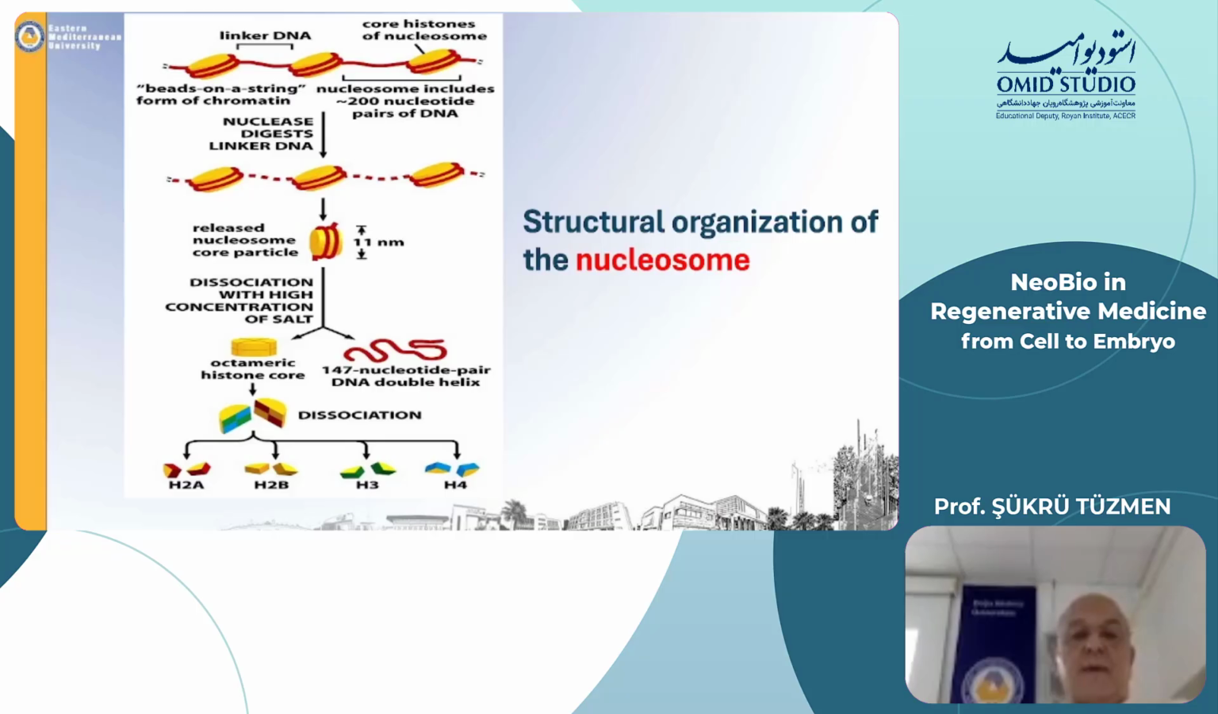I was actually talking about how the scientists figured out that there are about 145 to 200 bases stuck around the nucleosomes, and how did they separate this? To start with, you can use enzymes, and in this case, the enzyme used is the nuclease enzyme.